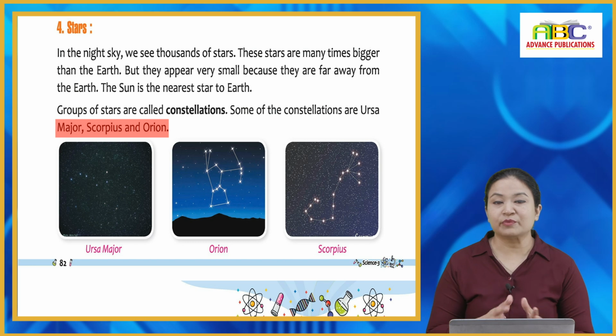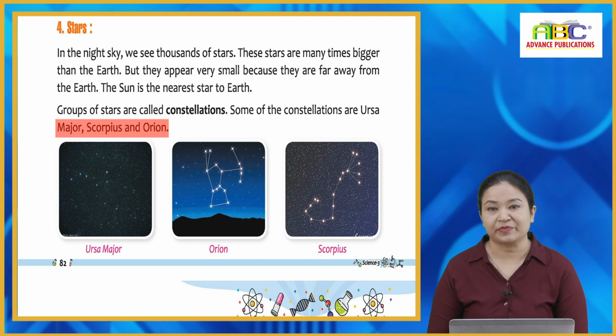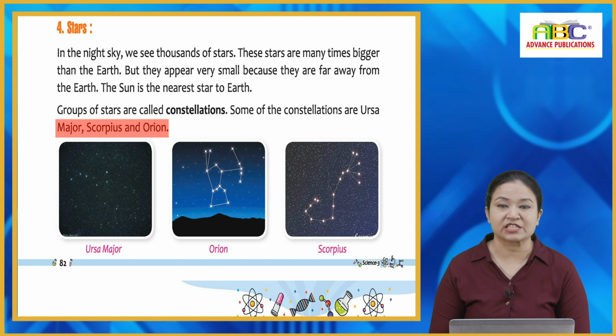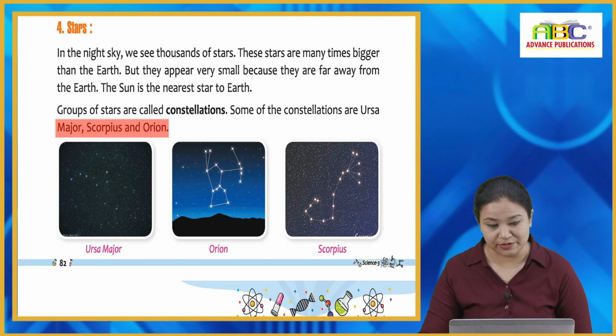So with the moon we see many stars in the night sky. They are big in size, but why are they seen very small? Because they are very far from our earth, and there are so many groups of stars which are called constellations.